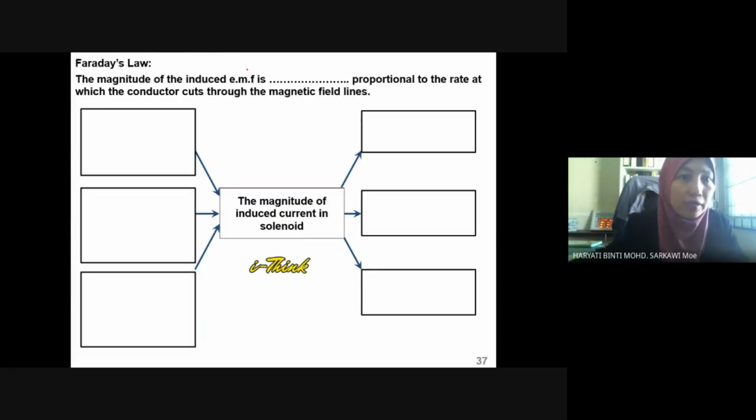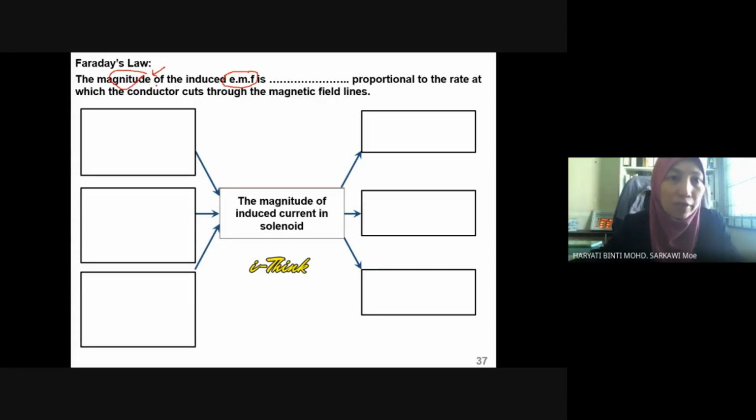Faraday's law is related to the magnitude of the induced EMF or the magnitude of the induced current. Lenz's law relates to the direction of the induced current, but Faraday's relates to magnitude. If you still remember, a vector quantity is a quantity that has magnitude and direction, right? So the direction of the induced current is Lenz's law. The magnitude of the induced EMF or induced current will be Faraday.